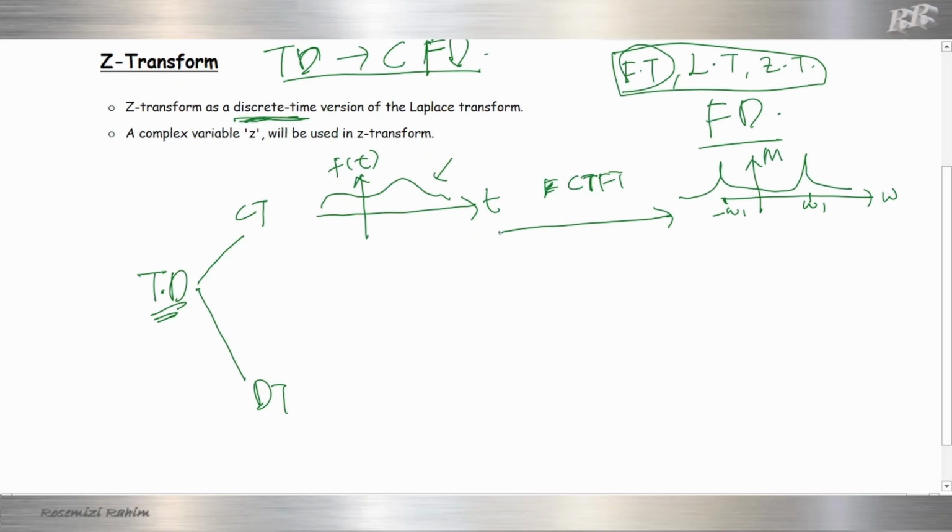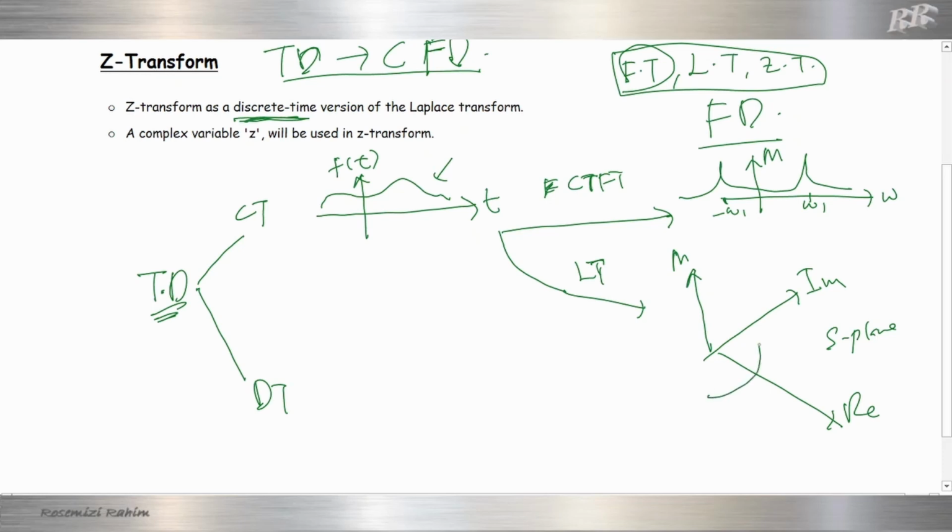We also can use Laplace transform. If we use Laplace transform, our time domain will become a complex frequency domain. This is the imaginary part, this is the real part, and this is the magnitude. We call this the S-plane. So our output, our frequency domain, will be like this. For the complex frequency domain, we have imaginary and real. This is the S-plane, which we use with Laplace transform.